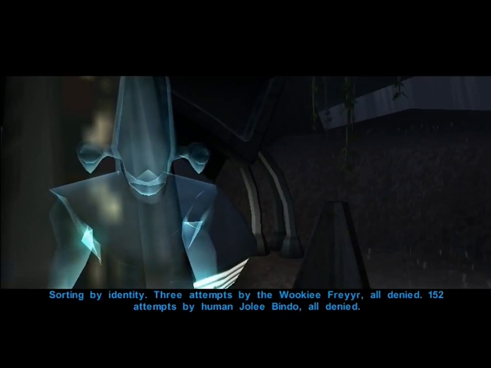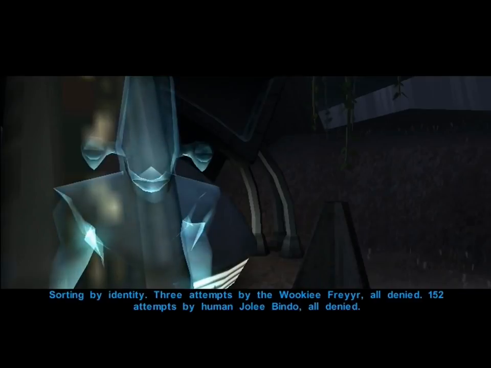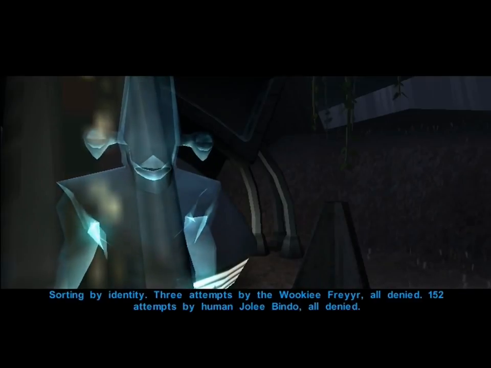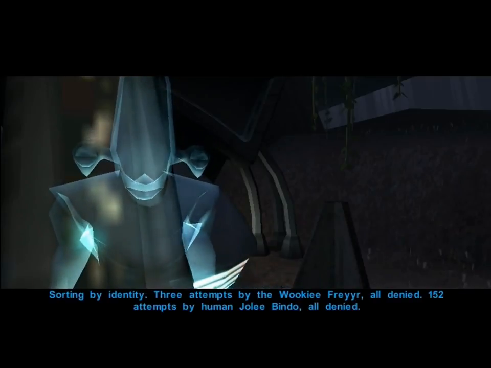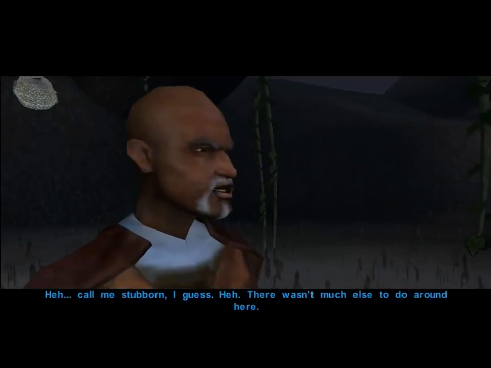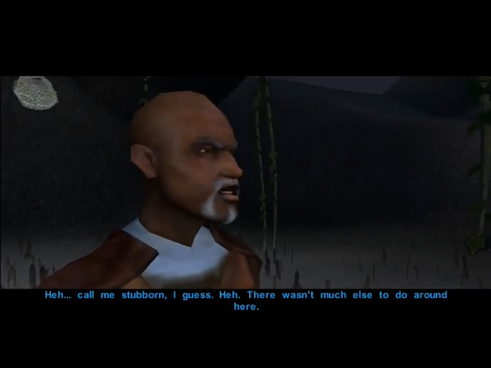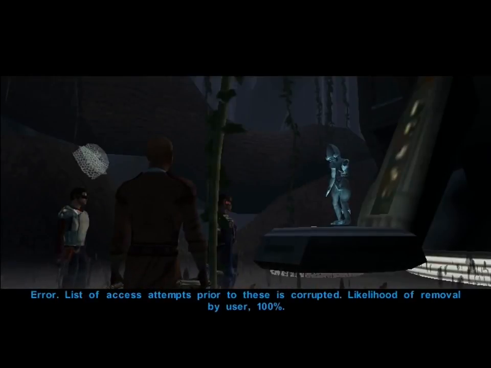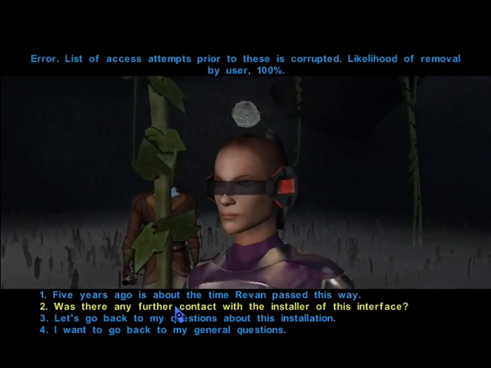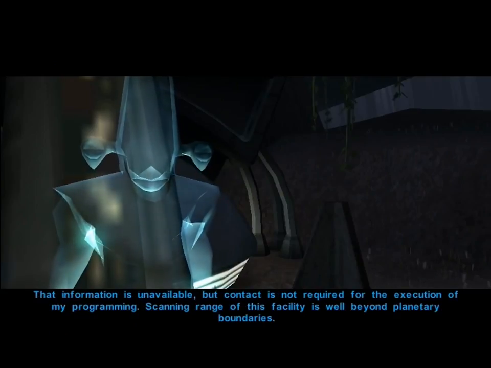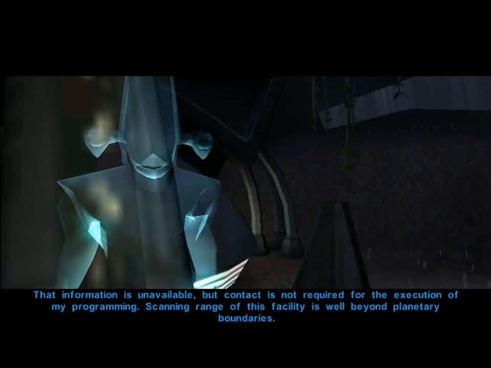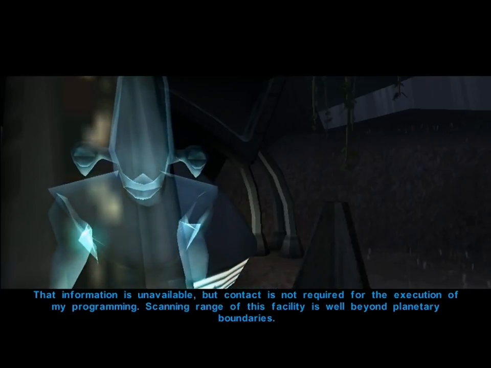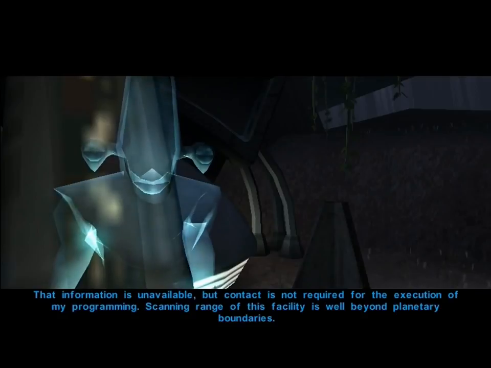Sorting by identity. 3 attempts by the Wookiee Freyr, all denied. 152 attempts by human Jolie Bindo, all denied. Call me stubborn, I guess. There wasn't much else to do around here. Error. List of access attempts prior to these is corrupted. Likelihood of removal by user, 100%. Okay. Was there any further contact with the installer of this interface? That information is unavailable, but contact is not required for the execution of my programming. Scanning range of this facility is well beyond planetary boundaries.